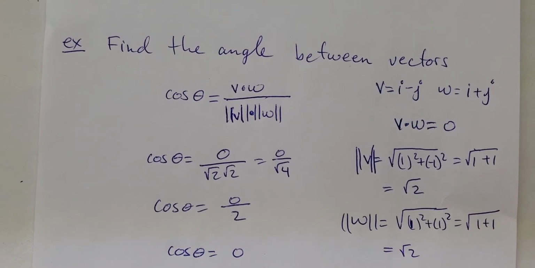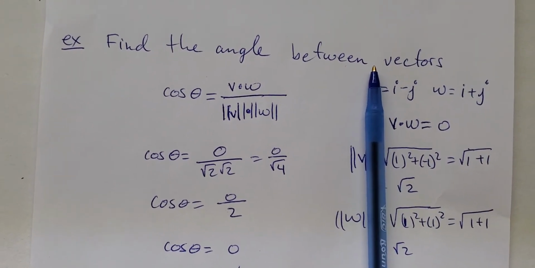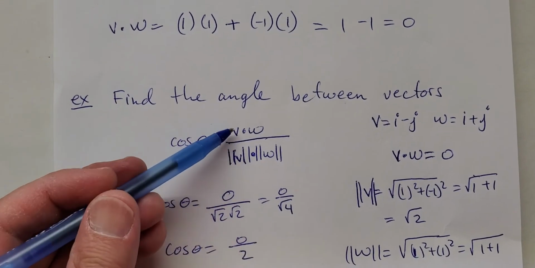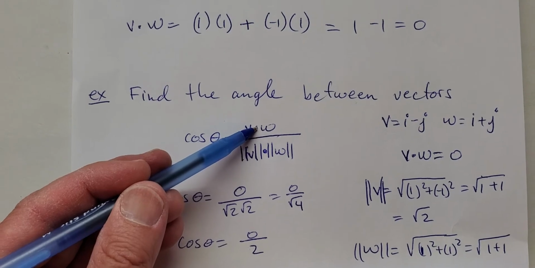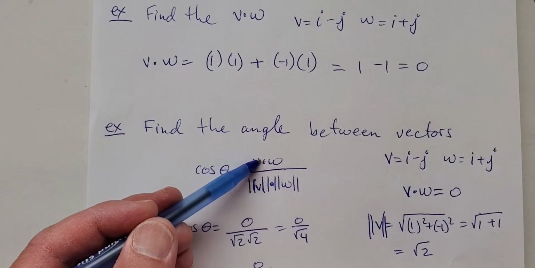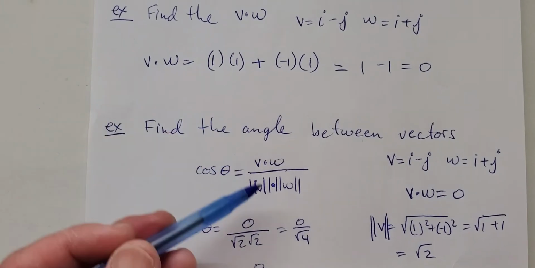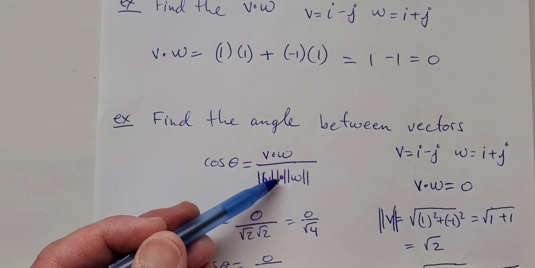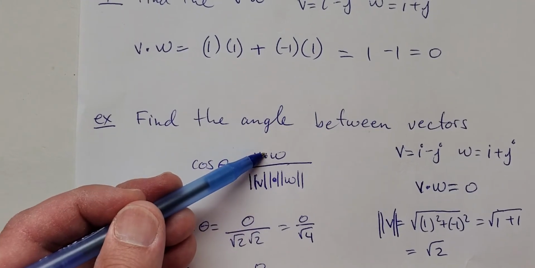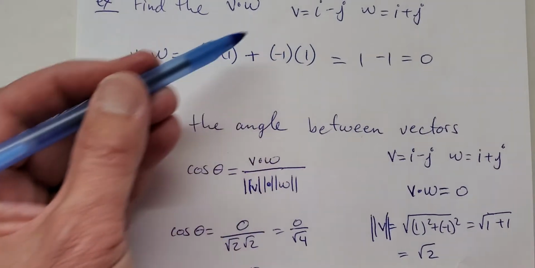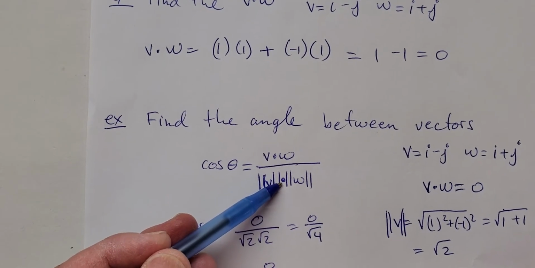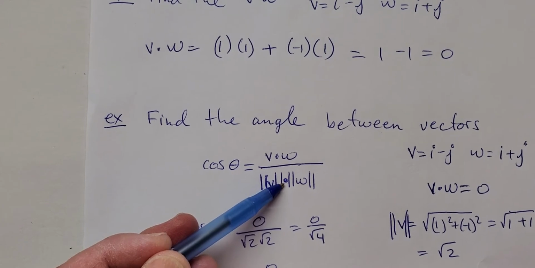So be very careful in this formula. The first dot right here is for the dot product. This dot right here is just regular multiply. One more time. The dot on top is for the dot product. The dot in the bottom, that's just regular multiply. So be very careful.